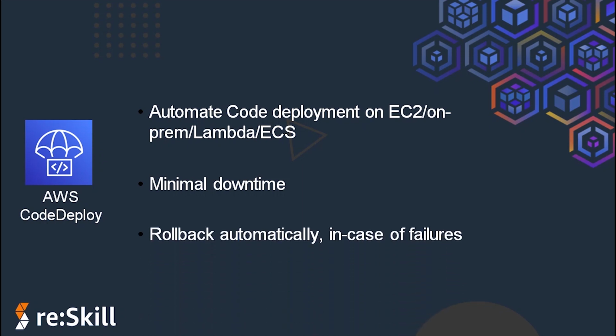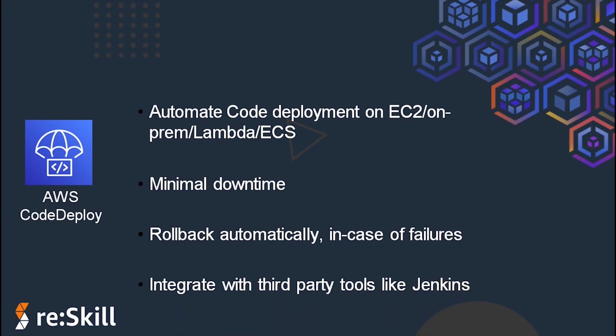In case of any errors with the deployment, Code Deploy rolls back the entire deployment automatically to keep your running application stable. And you can also integrate Code Deploy with other third-party tools like Jenkins.